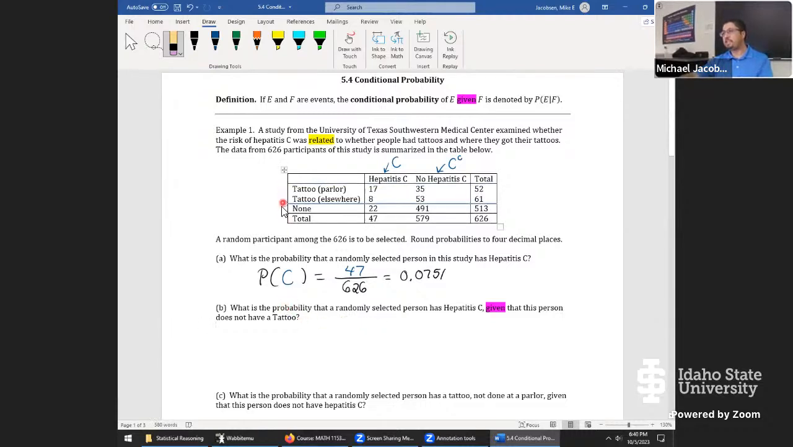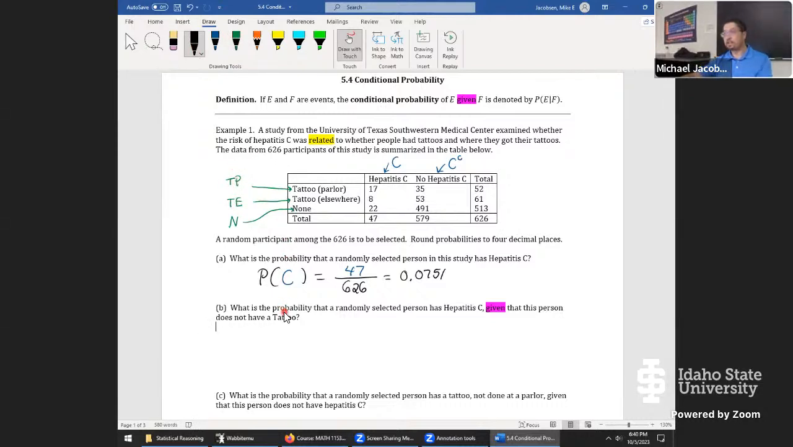Well, first, we have 3 different ways to get tattoos. Let's put down some events for these things. Tattoo at a parlor, let's call it TP. So you have a tattoo, it was done in a parlor. Tattoo elsewhere, we can call this TE, meaning you have a tattoo, but it wasn't done at a parlor. Could have been done at home, maybe prison, who knows, but we just know you have a tattoo done elsewhere. For none, we could just say N if you like. So we have 3 different events going this way.